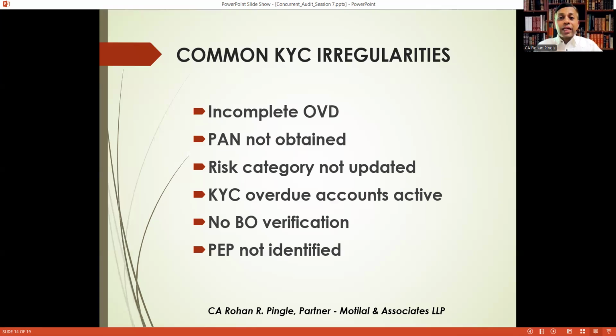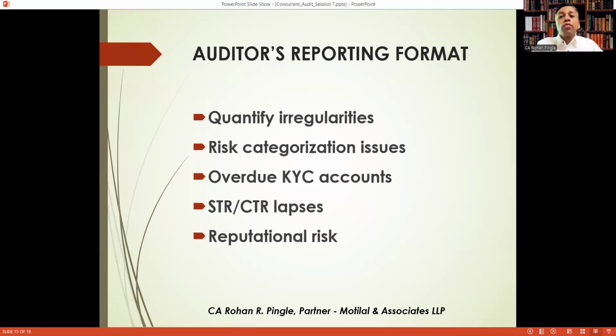Moving further, let's see the auditor's reporting format under this. Reporting must include the number of accounts with deficient KYC, number of KYC overdue cases, high risk accounts not tagged, and cases requiring STR review. If serious systematic issues are observed, escalate to the regional or zonal office and statutory auditors if material.